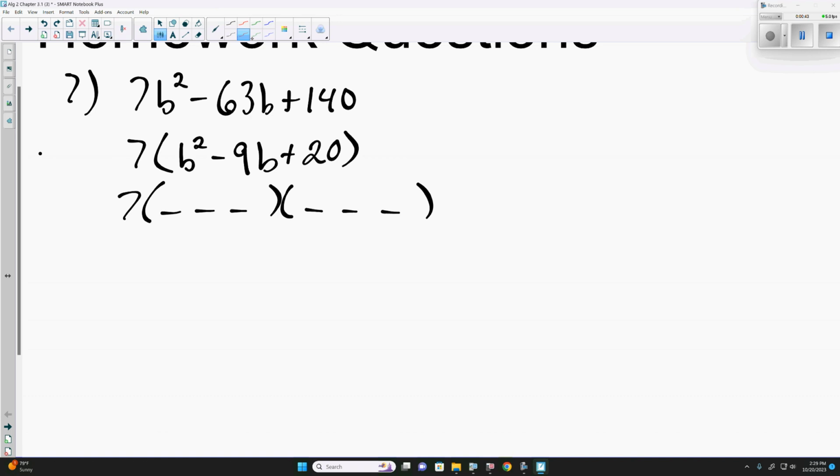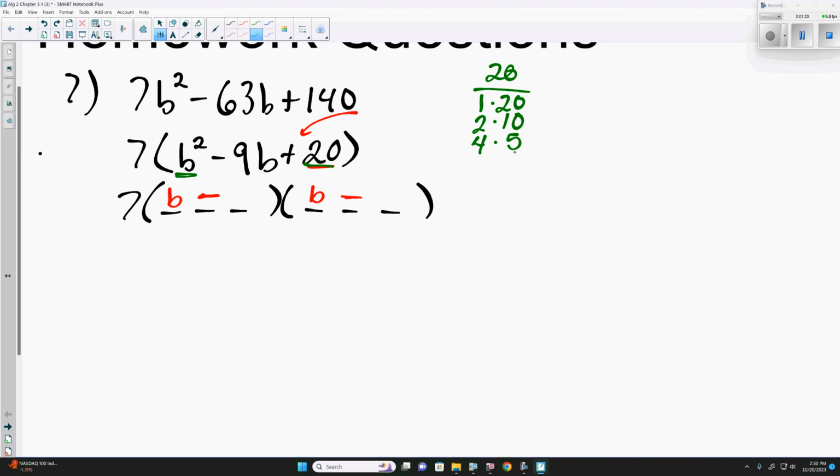So once we finish factoring it out, we'll still have the 7 in front of our two sets of parentheses with 3 spaces. To find the sign, we look at the sign of the third term. If the sign of the third term is positive, the signs are the same and match the sign of the middle term, which in this case would be negative and negative. Now we look at the factors of the first and third term. The factors of b squared would be b and b. Factors of 20 are 1 and 20, 2 and 10, 4 and 5.